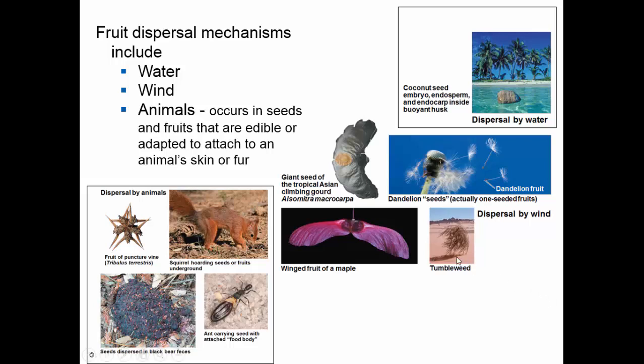And the tumbleweed actually has a very interesting mechanism of dispersal as well. A piece of the plant containing seeds breaks off easily from the parent plant and skims across the desert surface.